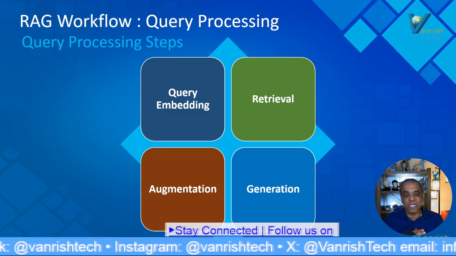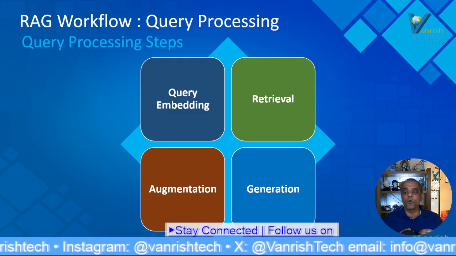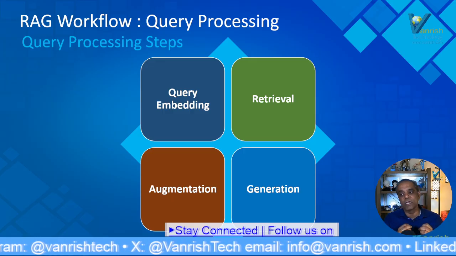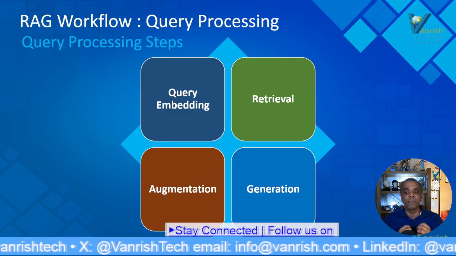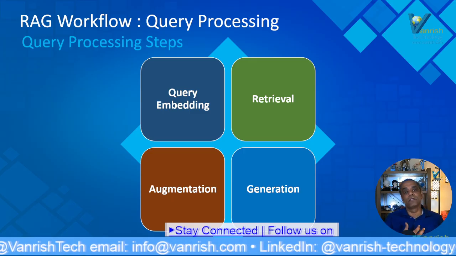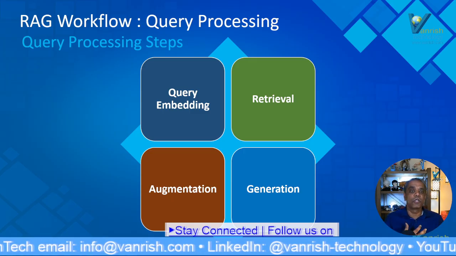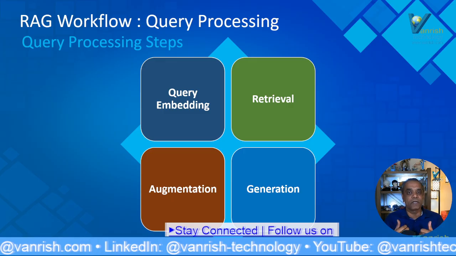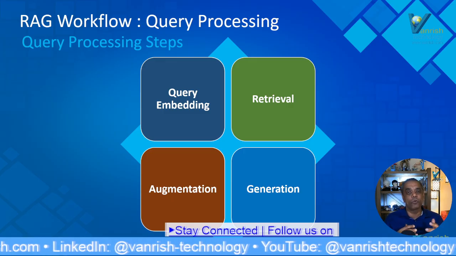And last is generation. The augmented prompt is sent to the large language model. The LLM uses this specific context to generate fully informed and accurate responses. That is how query processing works. So there are two parts: first is storing the information, second is querying the information. RAG works on both sides.